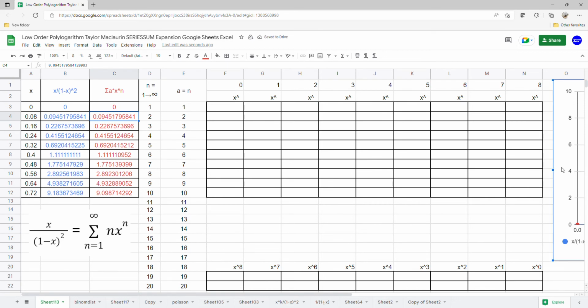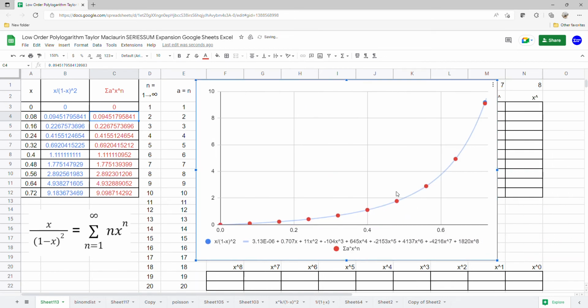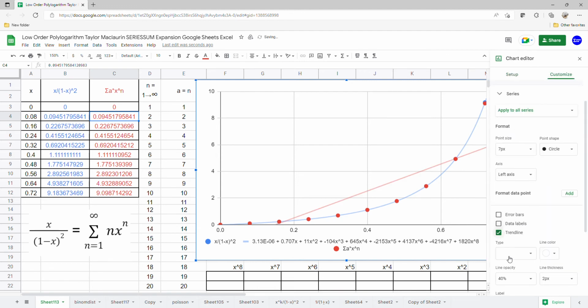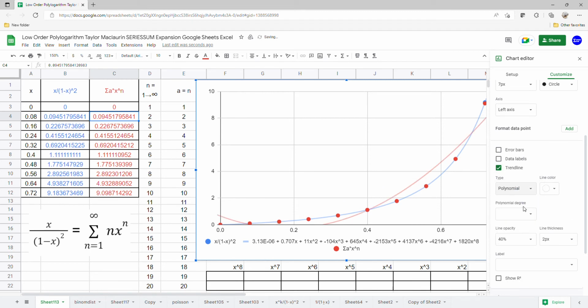And here's our trend line. But we need to show the trend line. So edit chart, show the trend line. The type same as polynomial and the degree same 8. For the label, use the equation.